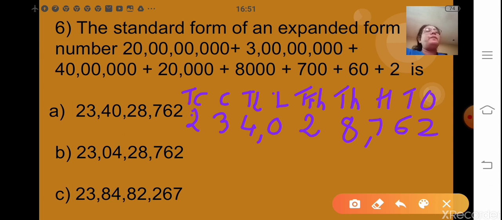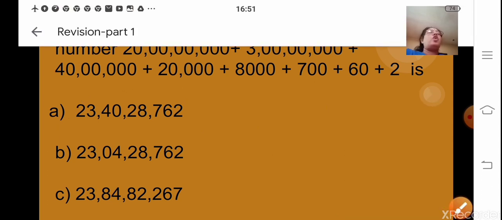Okay, sorry, here you'll place the commas after 2 digits, 3 digits, 2 digits, and then 2 digits. So your answer is 23 crore 40 lakh 28,762. So which is your correct option? The first one. Okay, so solve it in your book and then choose the correct option.